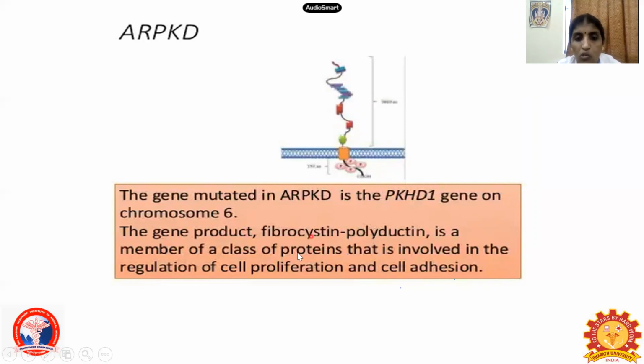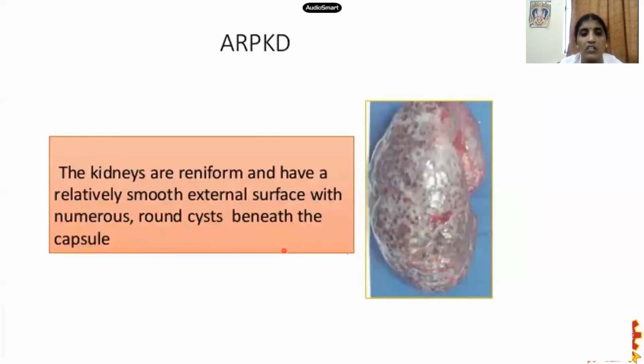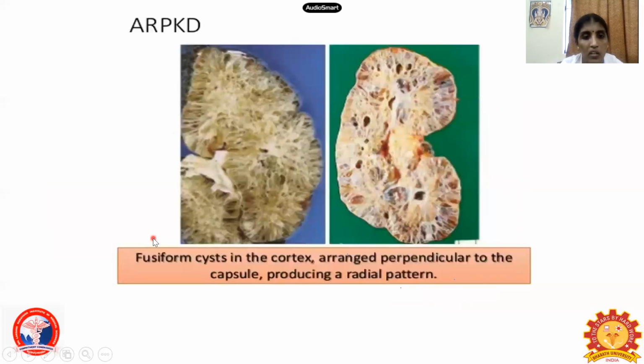So the word fibro here, you remember, because most of the time it is associated with fibrosis. So this is the gross morphology of autosomal recessive polycystic kidney disease. Here the kidney still maintains a reniform shape and has a smooth outer surface, compared to the cystic outer surface which you saw in the adult, right? And it is surrounded with numerous round cysts just beneath the capsule.